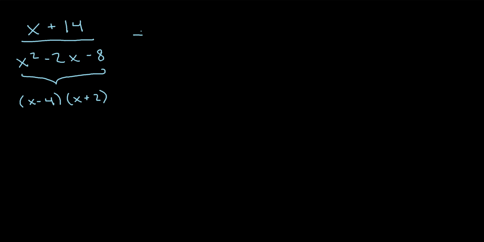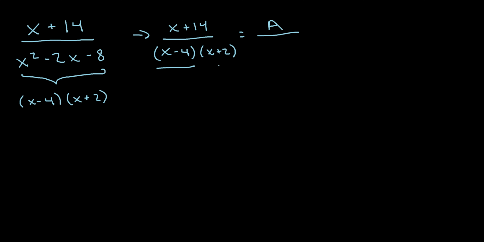So we can rewrite this as x plus 14 over (x minus 4)(x plus 2). And we can set that equal to some fraction where we have a constant a, where the denominator is this first factor, x minus 4, plus b, where the denominator is this second factor of x plus 2. So we need to solve for a and b.